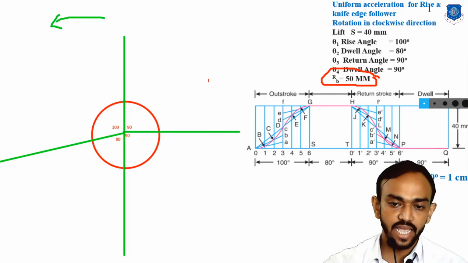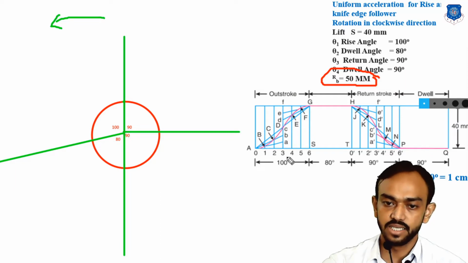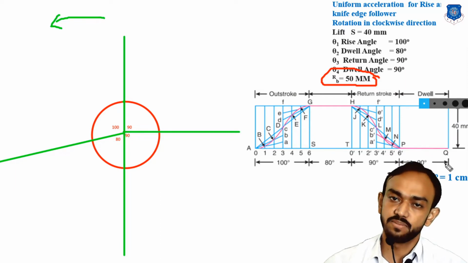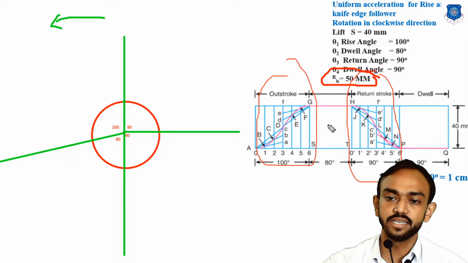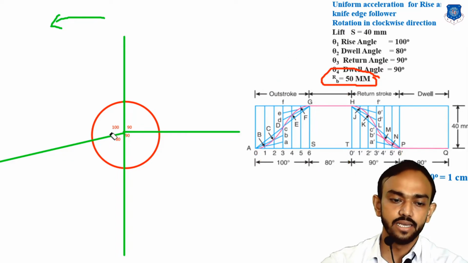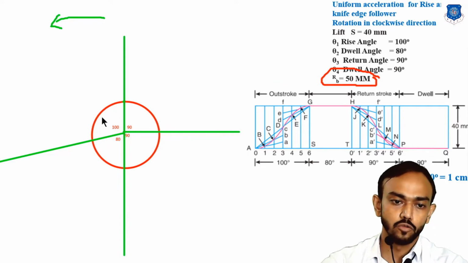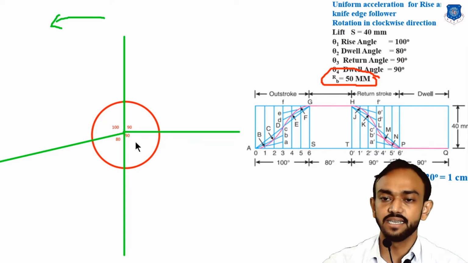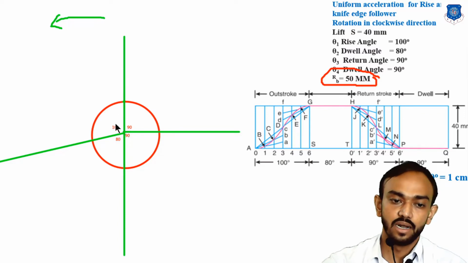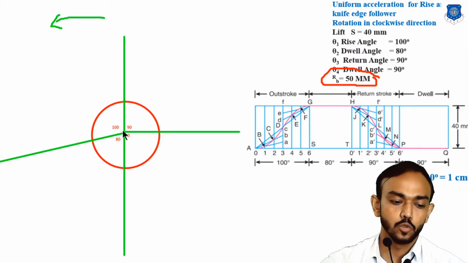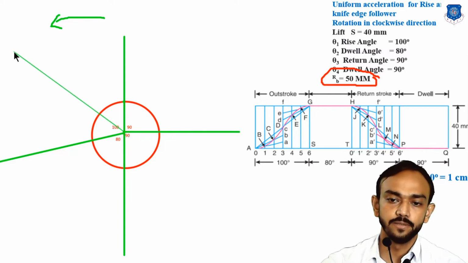Now, same as what we have done in the displacement diagram, we are going to divide the rise or outstroke and the return stroke into 6 parts. So same will be here, which is the rise and return. You know that this 100 degree is the rise and this 90 degree is the return. So we are going to divide this arc into 6 parts. How? 100 degrees, 100 divided by 6.